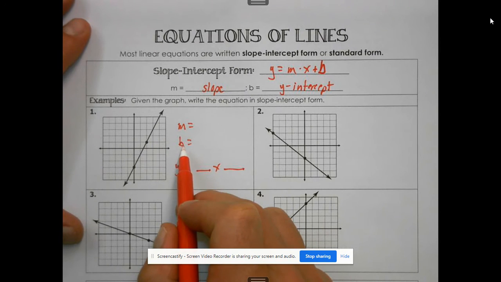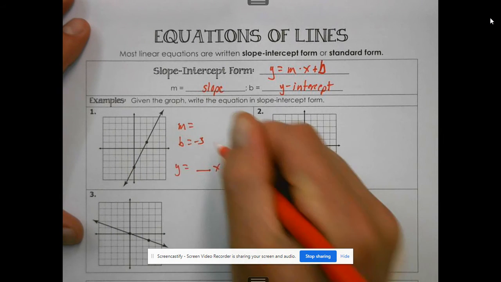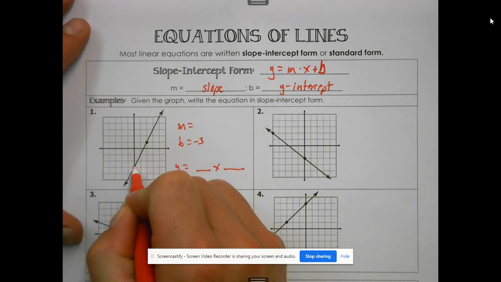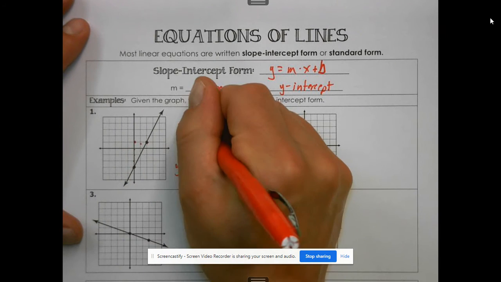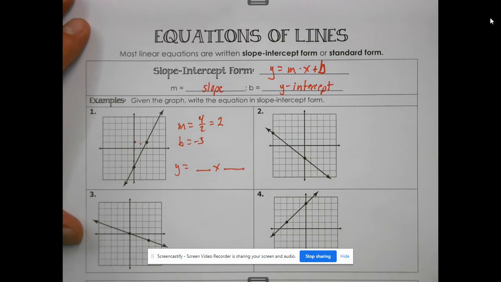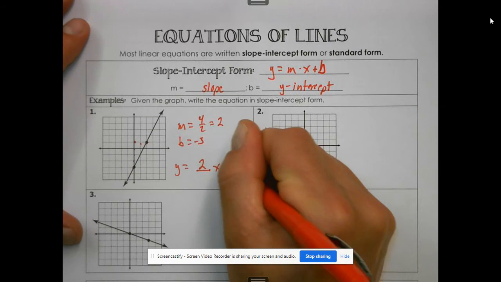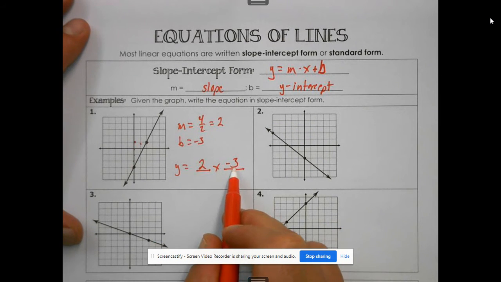So first, the easiest one is the y-intercept. Where does it cross the y-axis? Well, it crosses at 1, 2, 3, -3. Slope, doesn't matter which point you start at. I'm going to start at the bottom, work my way up, then over. Up 1, 2, 3, 4, over 1, 2. Up 4, over 2, reduces to just 2. 2 is my slope. My y-intercept, -3. Y equals 2x minus 3.